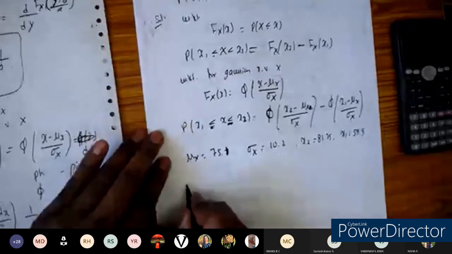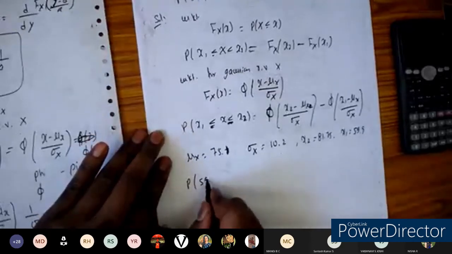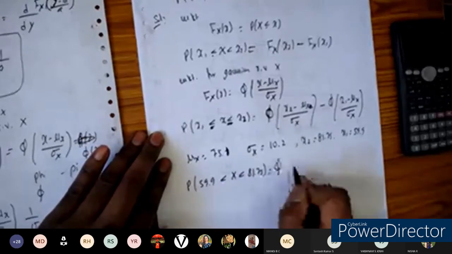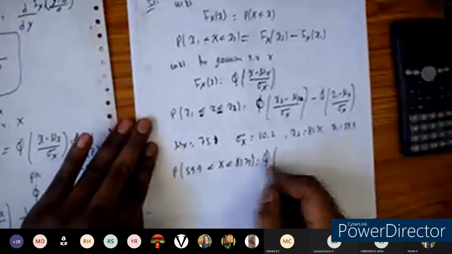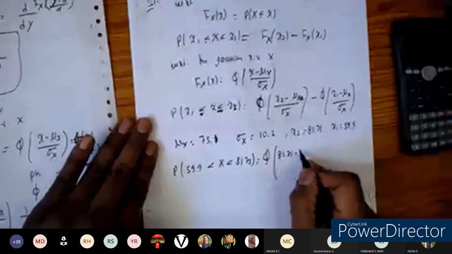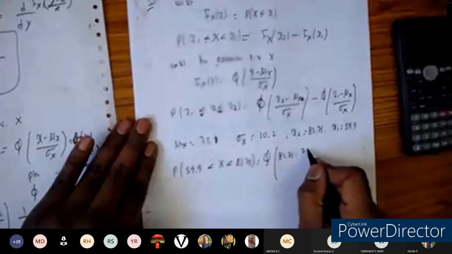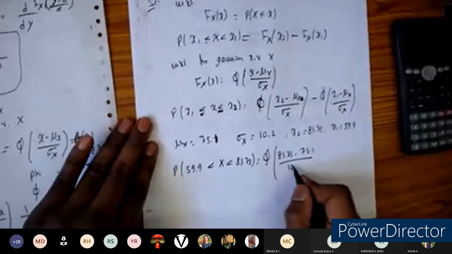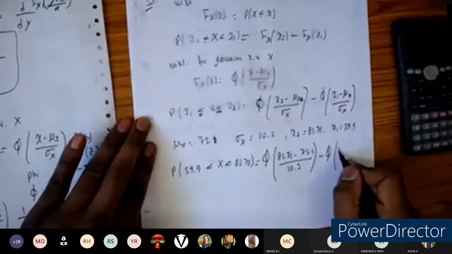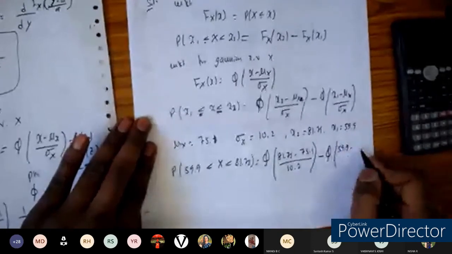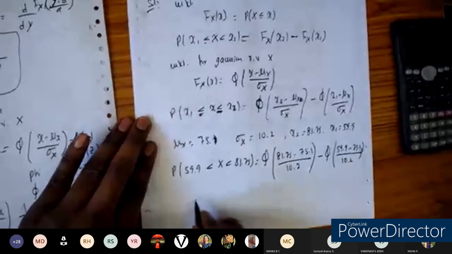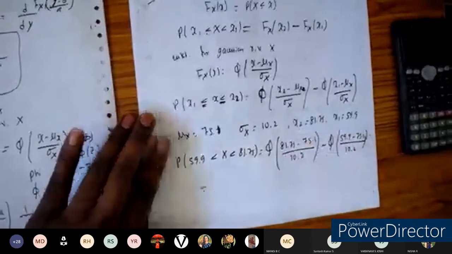Let us substitute here. The probability that 59.9 is less than x is less than 81.75 is equal to phi of x2, that is 81.75 minus the nu x of 75.1, divided by the sigma x of 10.2, minus phi of x1, that is 59.9 minus the mean 75.1, divided by 10.2. Calculate quickly and tell me what answer you get.